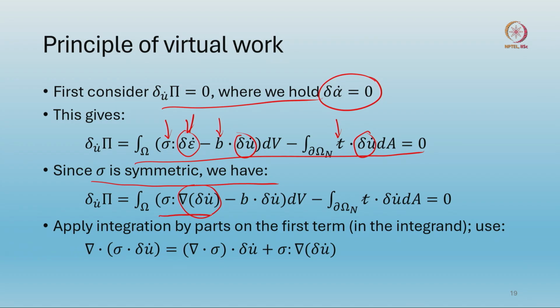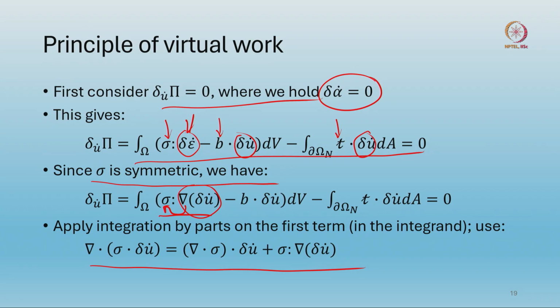There is a gradient term in delta u dot. What I want to do is to take that gradient term on that other part here. I want to take that gradient term on sigma, you see. So to do that, what is the method? Integration by parts. So what is the integration by parts? Use this simple formula, okay.